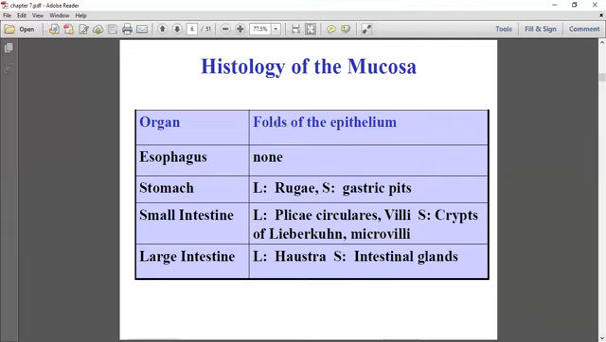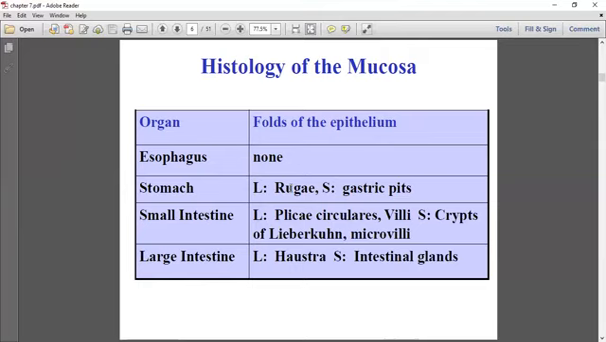Folds, which is an extension or a projection, or you can call it a process, but more correctly here to call it a projection, since it is a fold emerged out of the cell surface of epithelium within the mucosa. Esophagus, none, no folds within the internal lumen or surface of the epithelium.